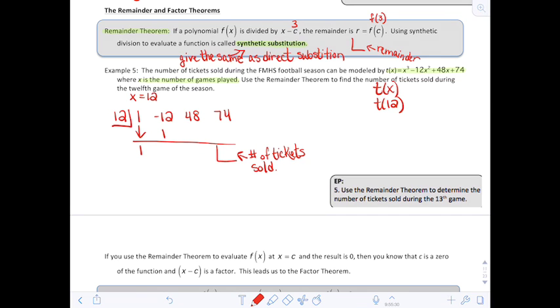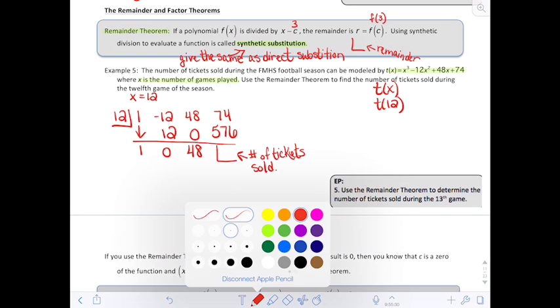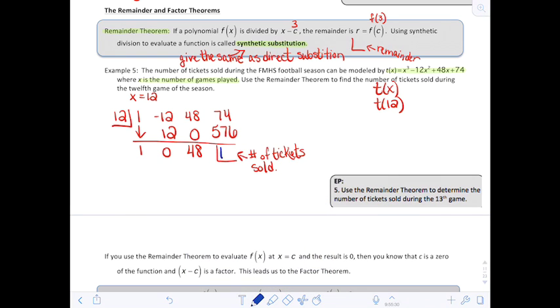Drop down the 1, 12 times 1 is 12. When I add, I get 0. When I multiply, I get 0. When I add, I get 48. 12 times 48 is 576. And when I add that to 74, I get 650. And that is the number of tickets sold. So T of 12 is 650. Again, not the way that you're used to doing it, but it's another use for the synthetic process. We call this synthetic substitution.